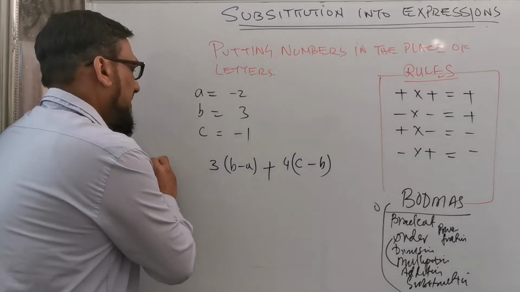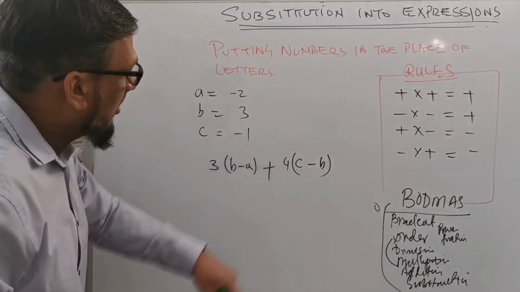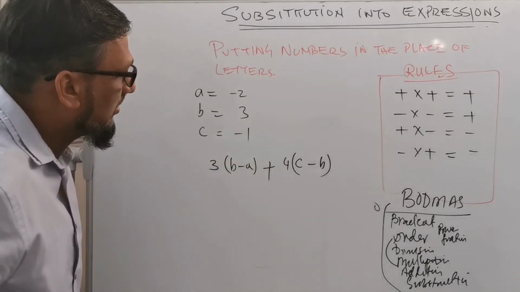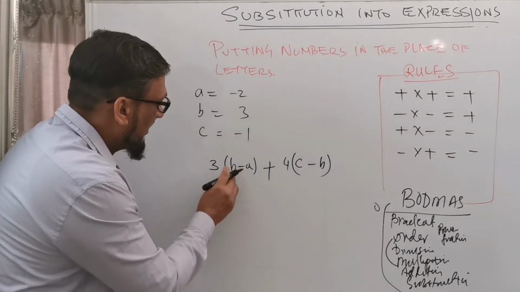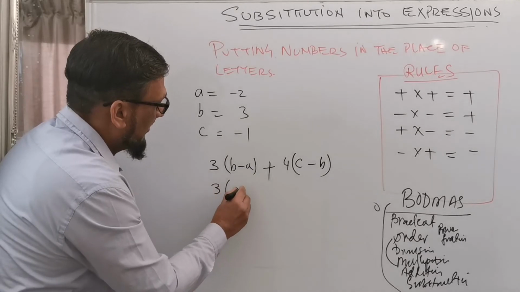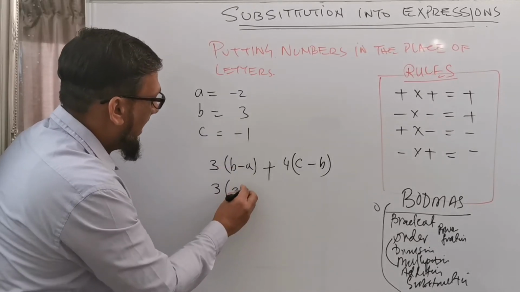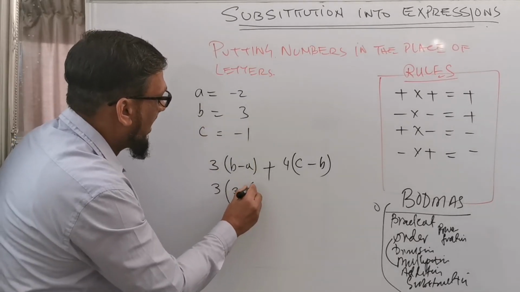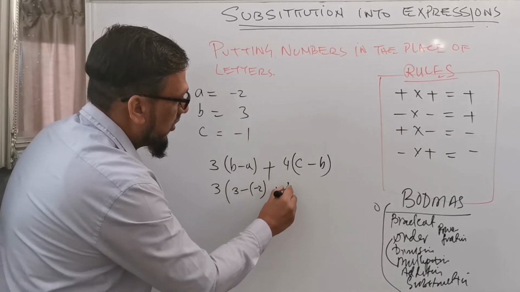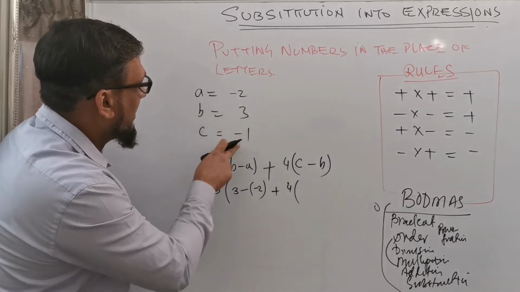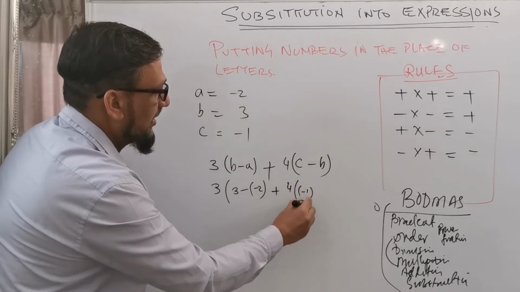Okay, so this is the expression. How can you solve this one if the values are given? We need to substitute: the value of b is 3, the value of a is minus 2, and then plus 4, and the value of c is here, minus 1.